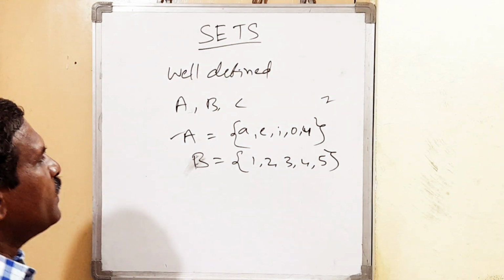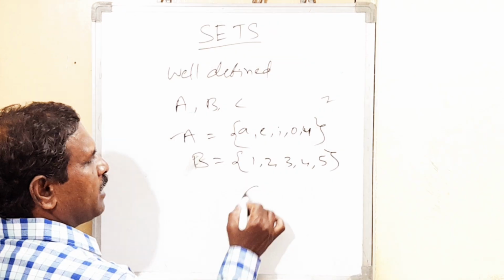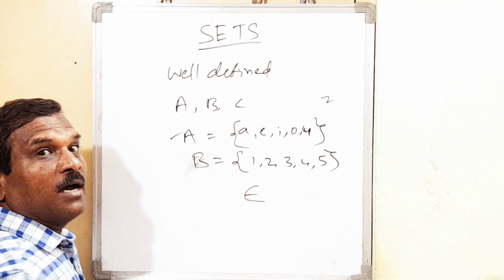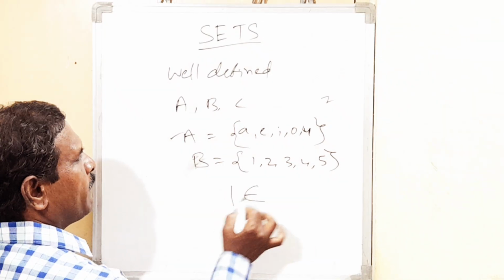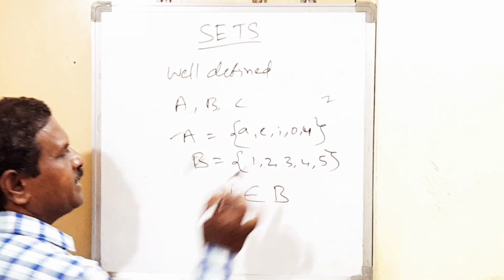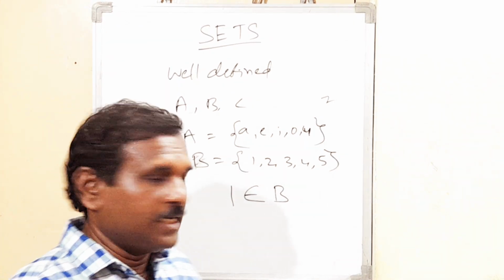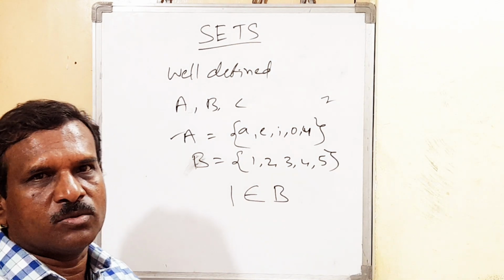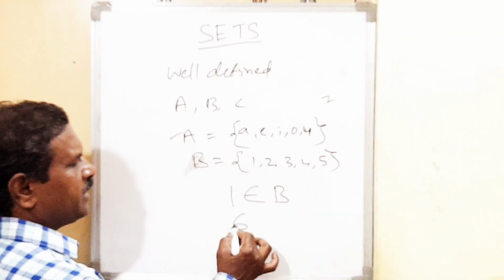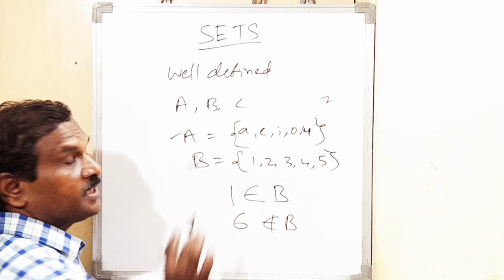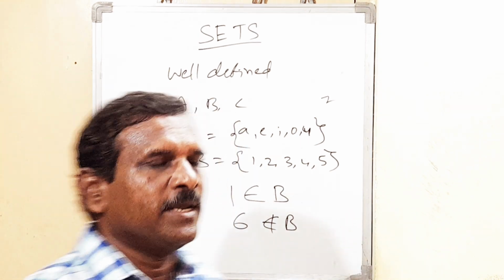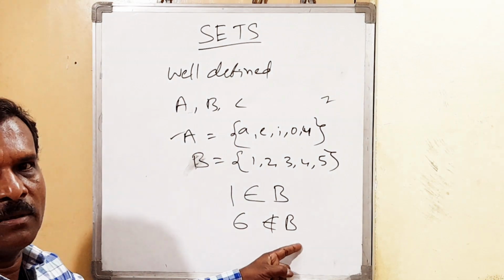Here in sets we use the symbol epsilon to say whether the element belongs to the set or not. Suppose I say 1 belongs to B, so 1 is an element of B. Yes, 1 is there in this, so this is true. But if I write 6 here, 6 is not an element of B. So 6 does not belong to B.